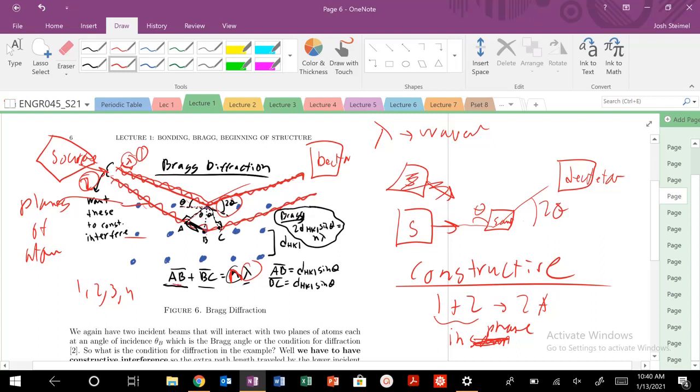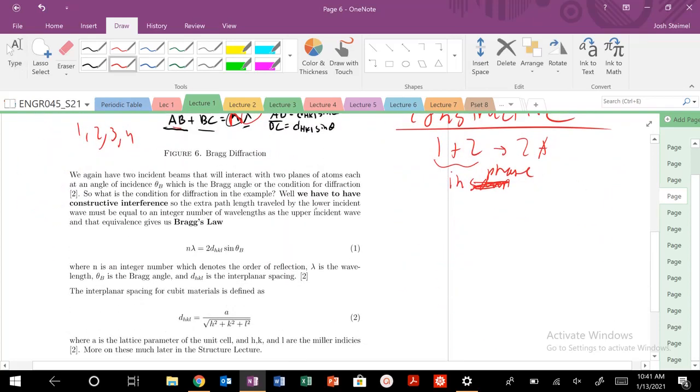Well, we also now have some geometric design. How can we describe AB and BC? Again, this is where your geometry comes into play. It's going to be that dHKL. This is the distance between our planes, our interplanar distance. So this distance here is dHKL. You have your hypotenuse, so we can describe AB as dHKL sine theta.